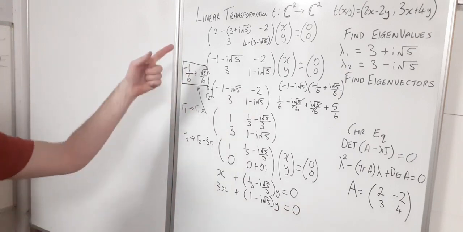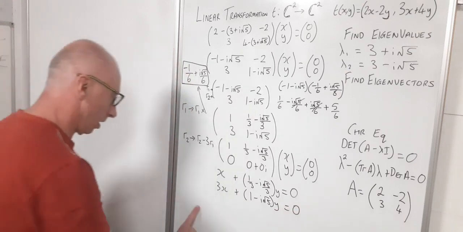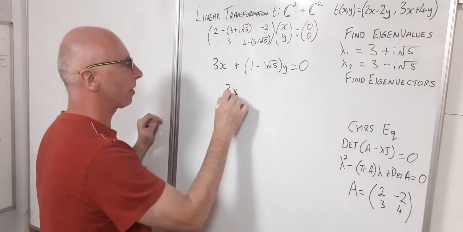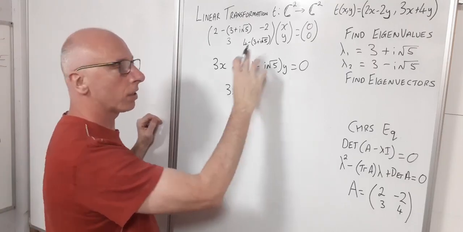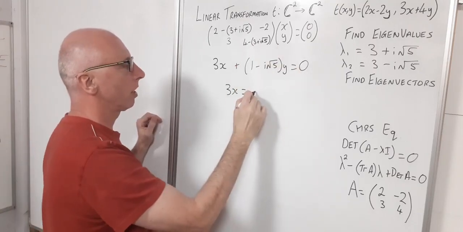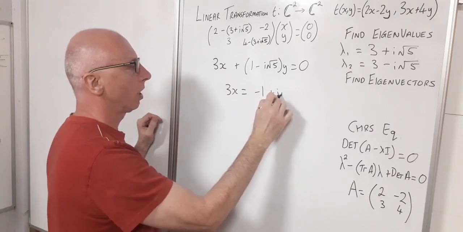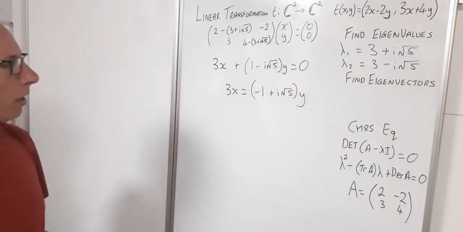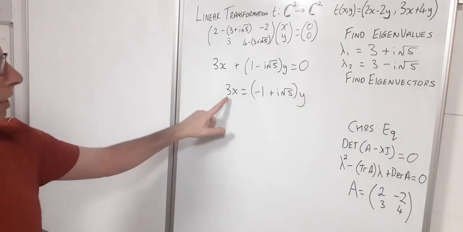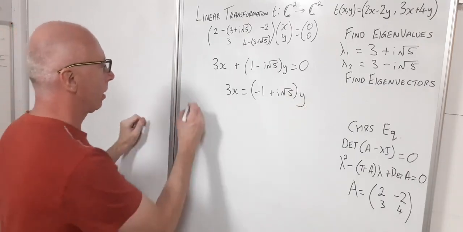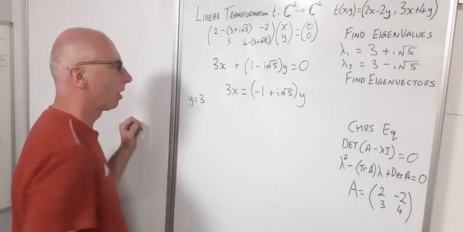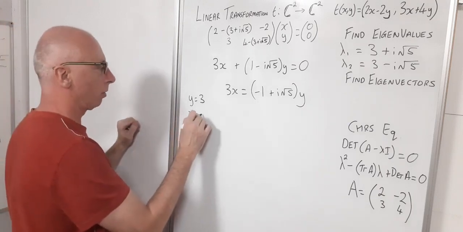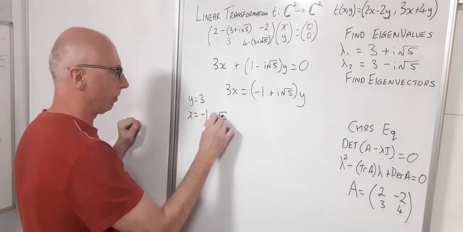Okay, right, let's clear the board at the top and let's try and solve for this. Let's bring this onto the other side. So 3x equals, if I bring this on the other side, I can change the signs of all of these. So I'll get minus 1 plus i root 5, and that's for y. Well, to solve this now, if I take this coefficient and plug it in for y, so if y equals 3, then x will become this one. So then x equals minus 1 plus i root 5.